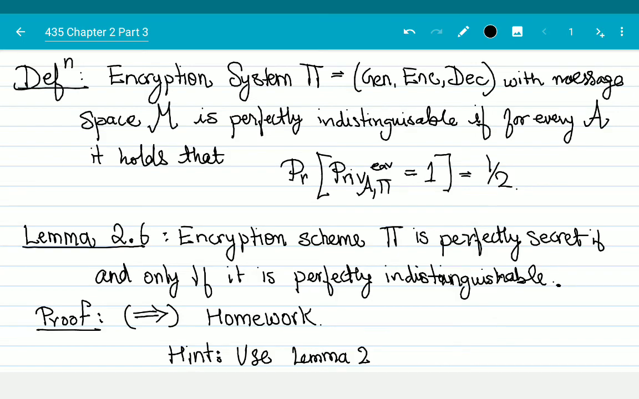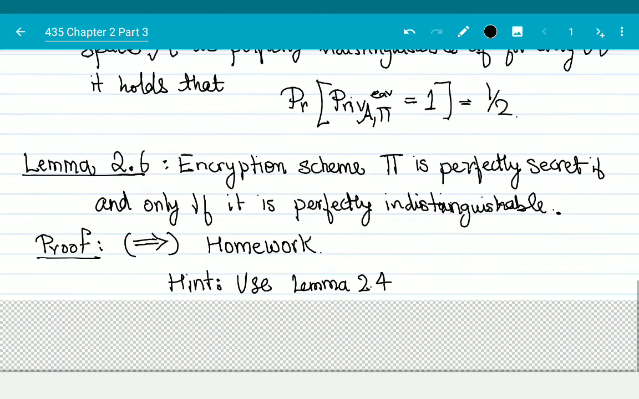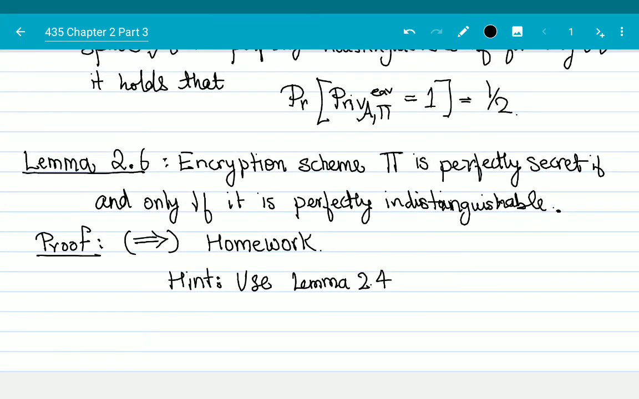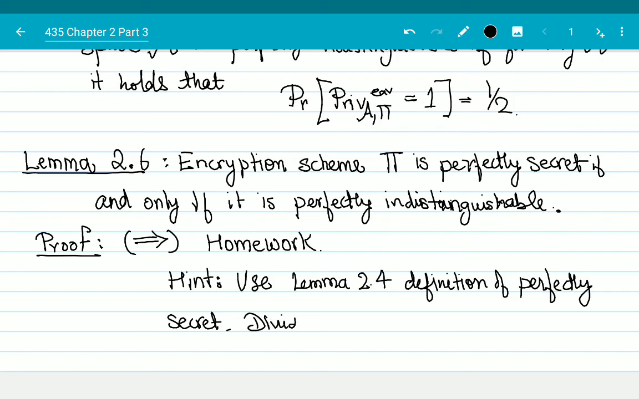Lemma 2.4, definition of perfectly secret. Divide it into two cases: when the experiment succeeds and when the experiment doesn't.